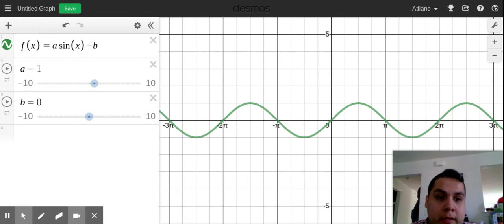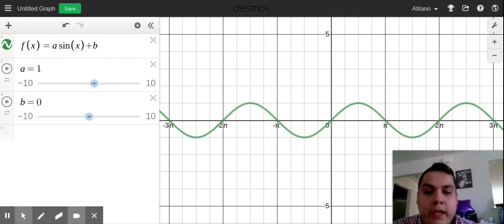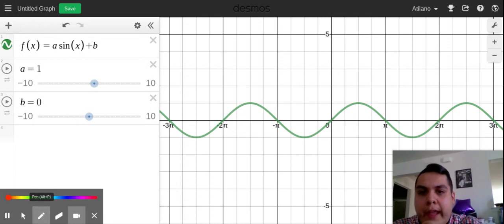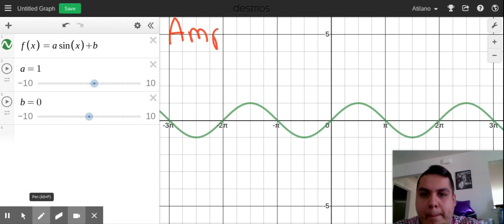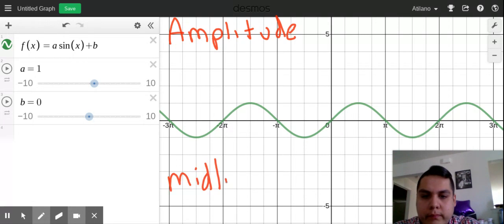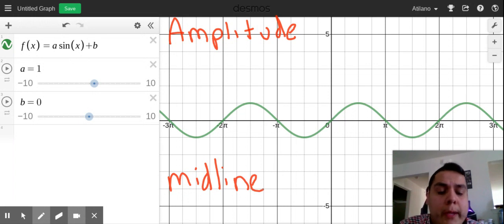All right. There's two words I need to introduce to you. I need to introduce the word amplitude and I need to introduce the word midline. Okay. So amplitude is the distance the graph travels from the midline. And midline is just the horizontal line that travels through the middle of your graph.